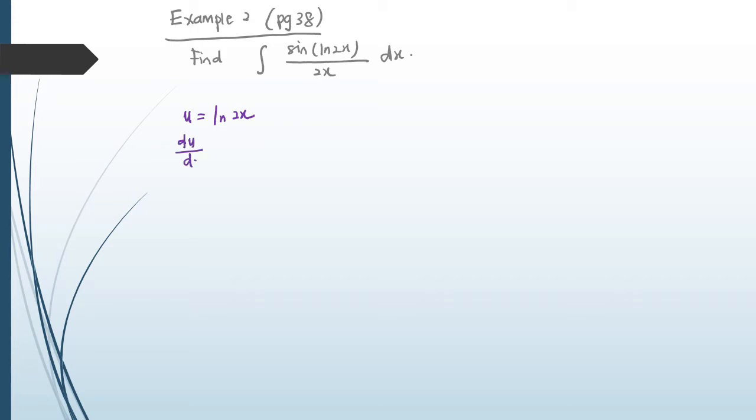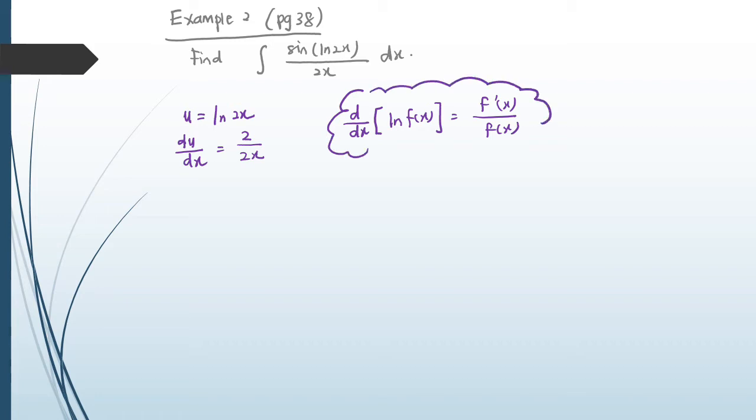What is du over dx? It is simply 2 over 2x. And how did I get this? I got it by using the formula d over dx of ln f(x) equivalent to f prime x over f(x). This is something you have learned with methods.